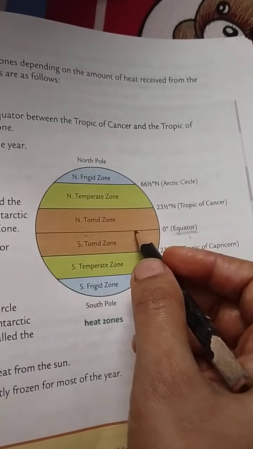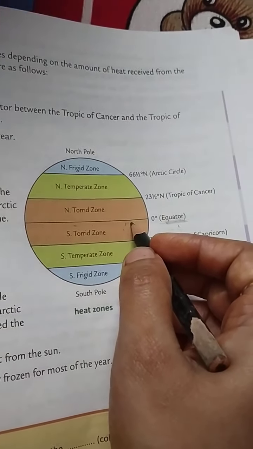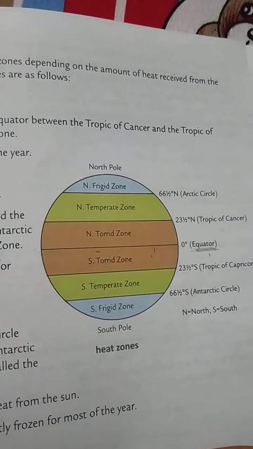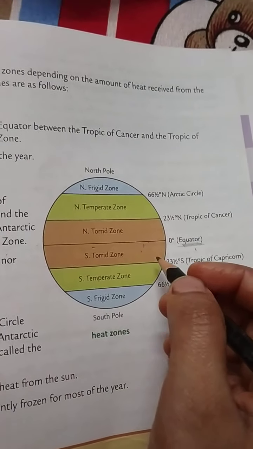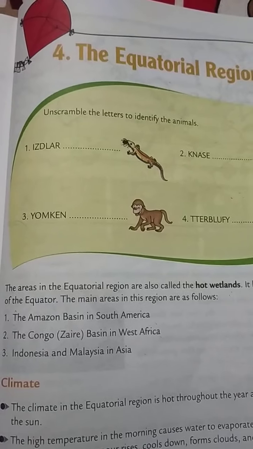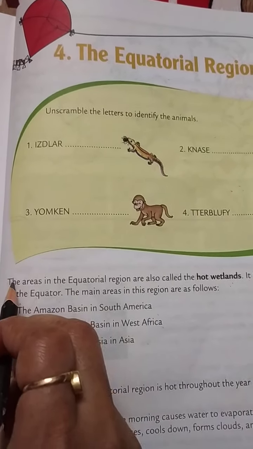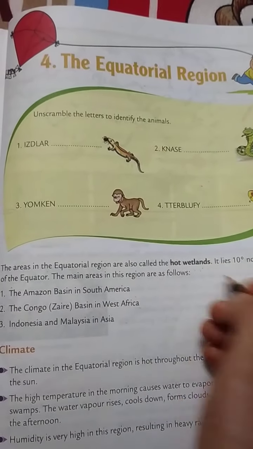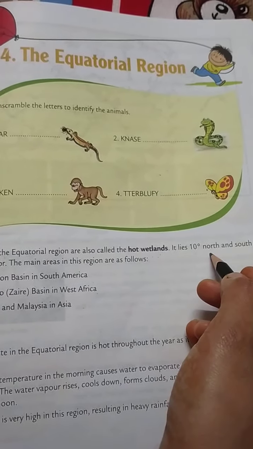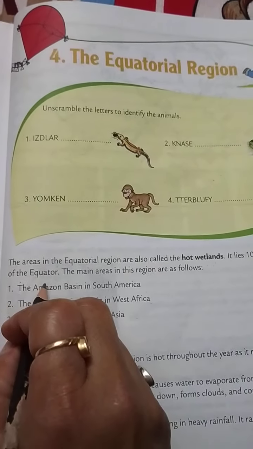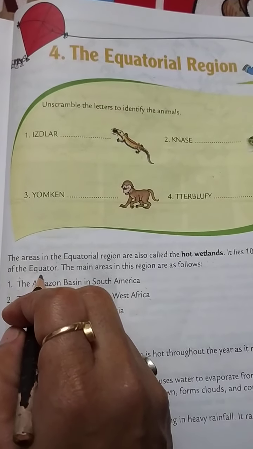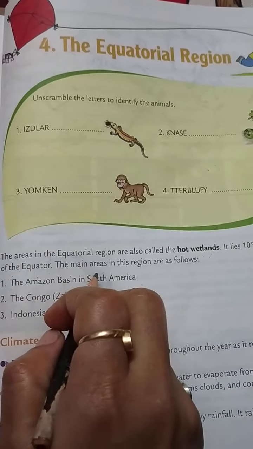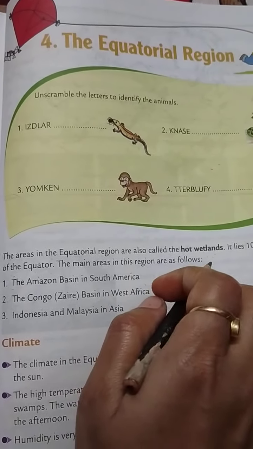The climate and weather of this region is hot and humid with excessive rainfall. Students, the areas in the Equatorial region are also called the hot wetlands. It lies 10 degrees north and south of the equator, in between the Tropic of Capricorn and the Tropic of Cancer.